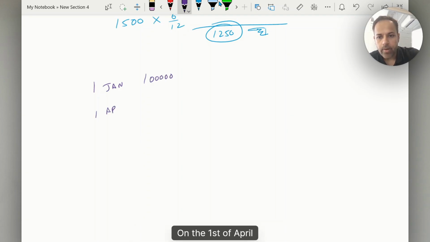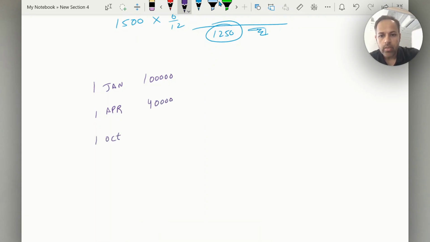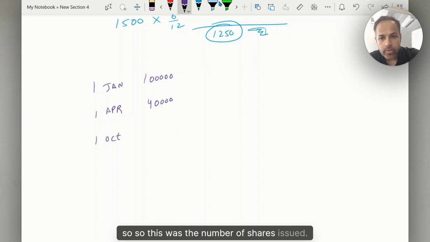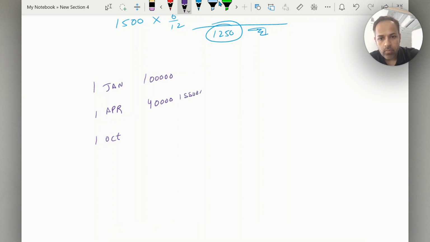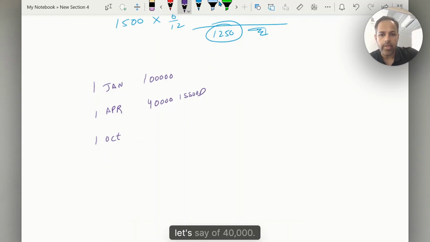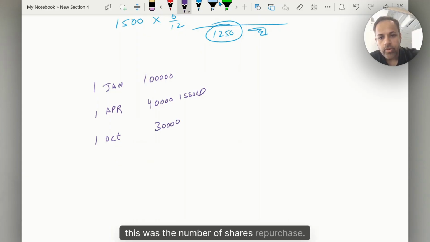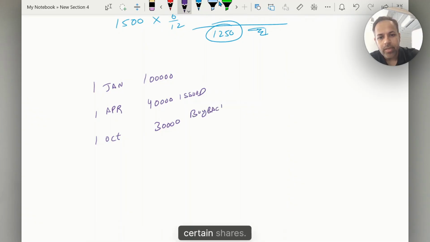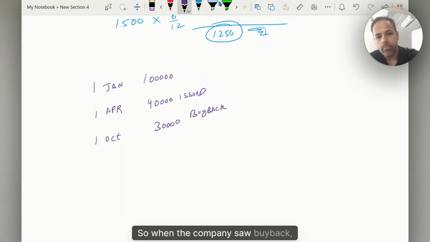On 1st April, the number of shares issued was 40,000. So the company brings new shares into the market, let's say 40,000. And on 1st October, this was the number of shares repurchased. We call this buyback, when the company buys certain shares. Buyback is also known as repurchase.